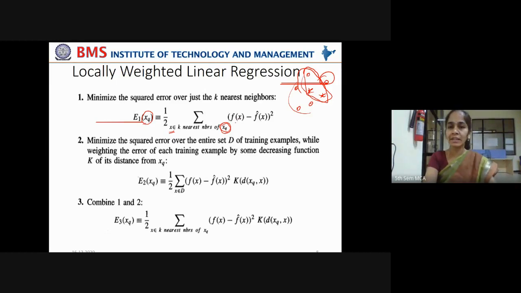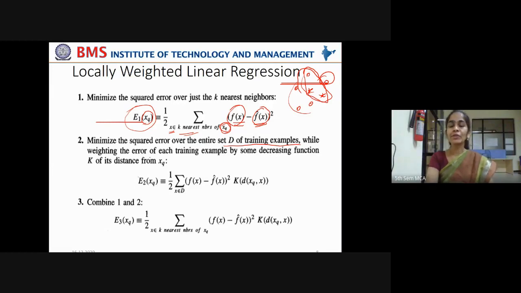So what is the error in the prediction? F of x minus f cap of x, the difference between the estimated value and the existing value. Square it, sum it up for only the k nearest neighbors, and half it. That will give you the error approximation for x cube, the new data instance. Now minimize the squared error over the entire set of training examples. Let us see how it will look.